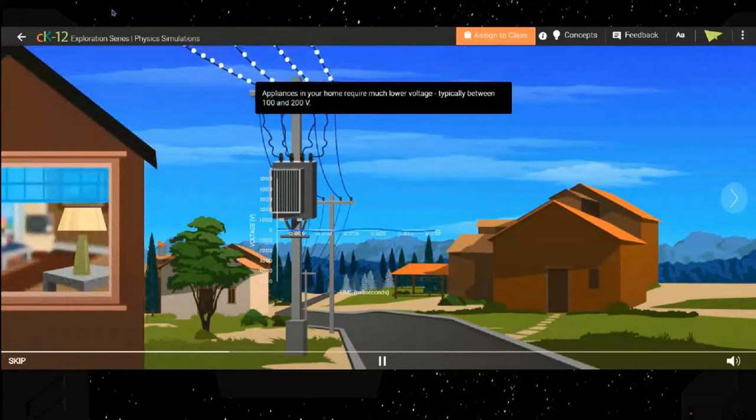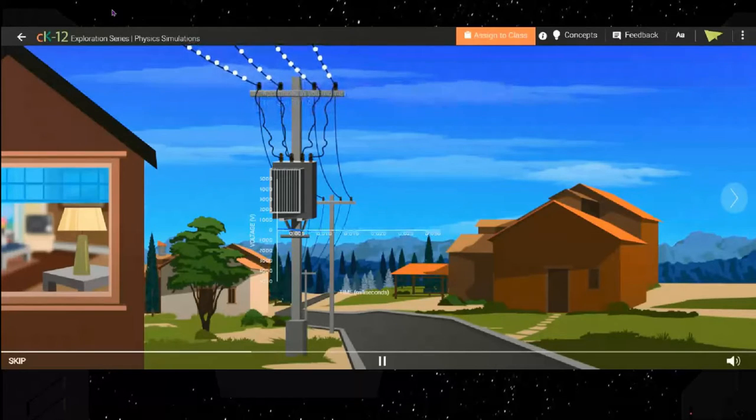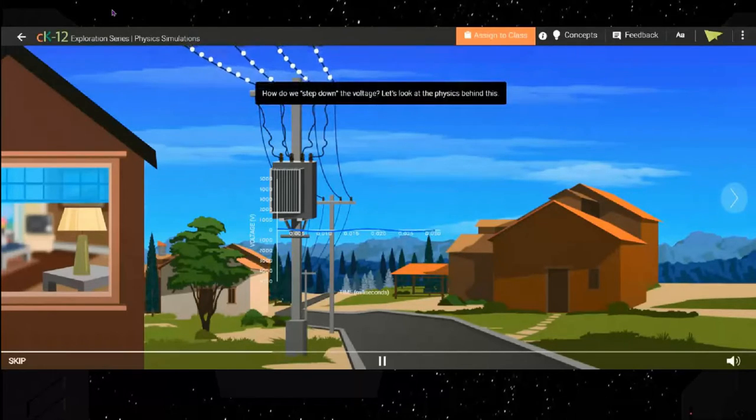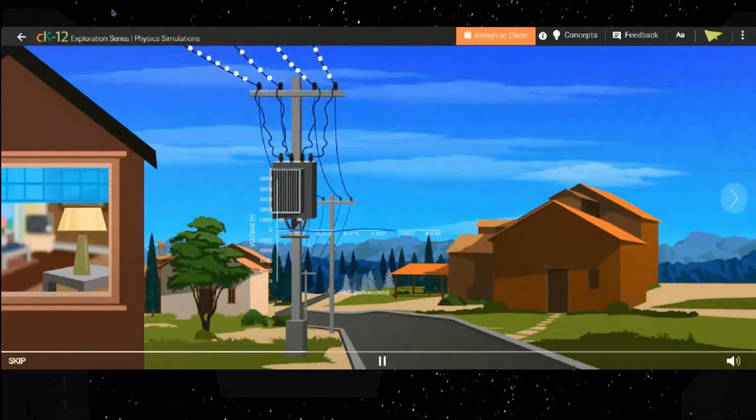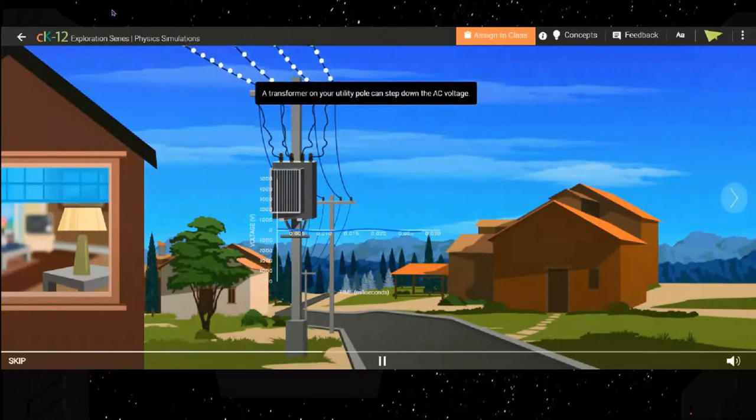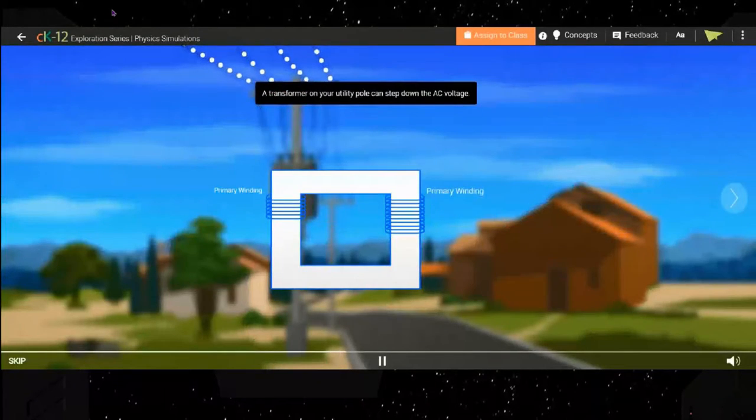Appliances in your home require much lower voltage, typically between 100 and 200 volts. How do we step down the voltage? Let's look at the physics behind this. A transformer on your utility pole can step down the AC voltage.